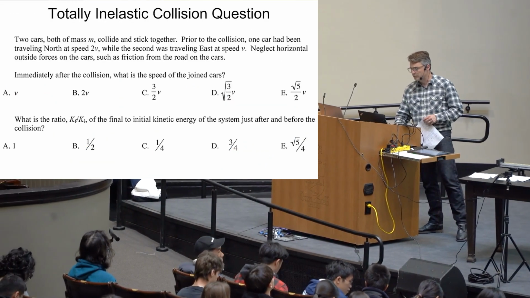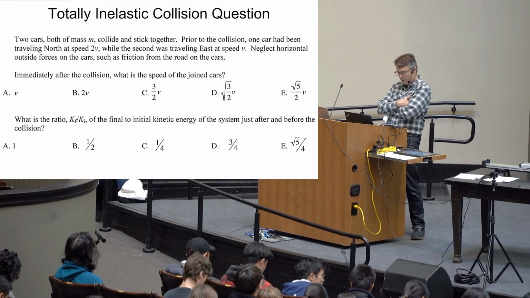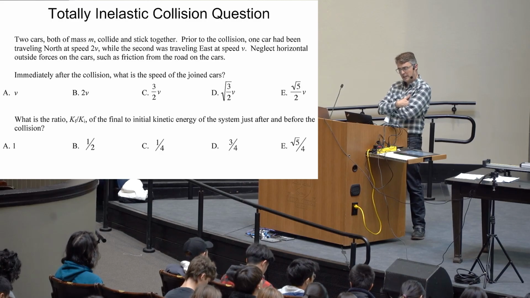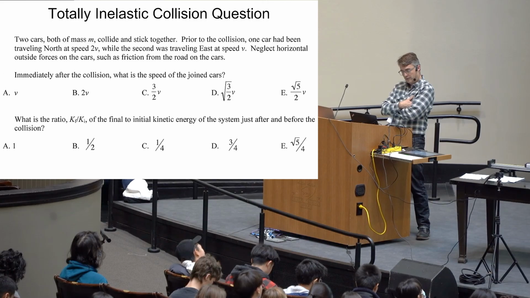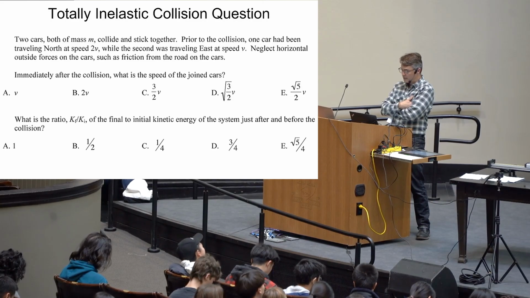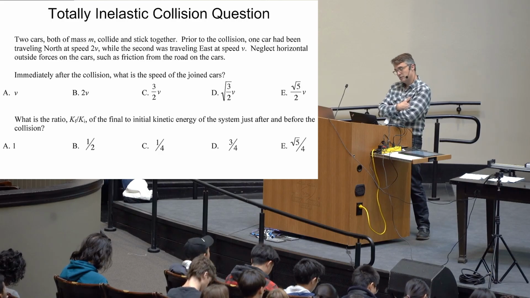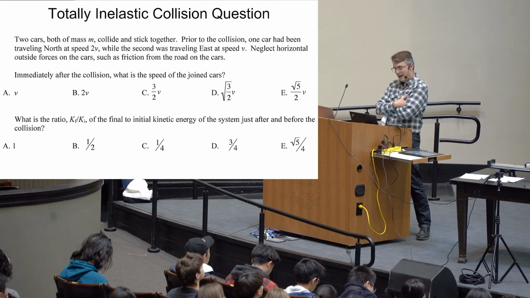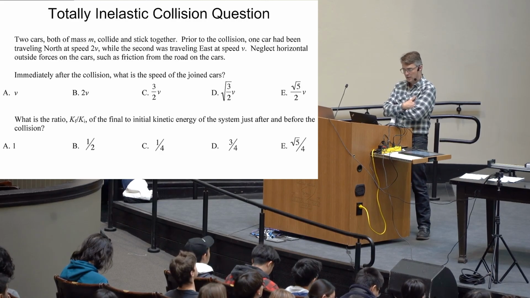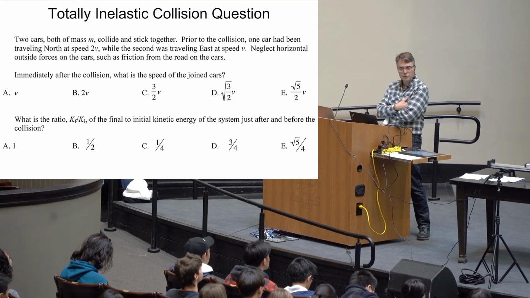This is from a previous test, but let's read it first. I won't do this as Learning Catalytics, let's just work it out. Two cars, both of mass m, collide and stick together. Prior to the collision, one car had been traveling north at a speed 2v, while the second was traveling east at a speed v. So this is a two-dimensional collision question. Neglect horizontal forces on the cars, such as friction from the road. Immediately after the collision, what is the speed of the joined cars? So the implication there is that it's a totally inelastic collision.